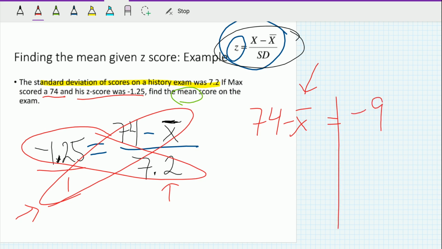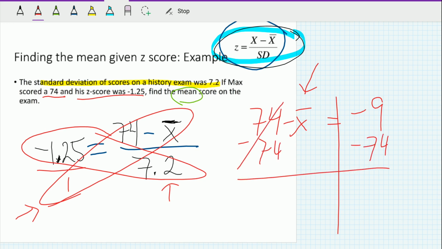After this, it just becomes solving for the variable. If you want to, you can rewrite this equation to make it easier, but be careful: this x is not equal to that x, it's just a variable. That's why I don't like doing it this way. Just keep it as x bar, x, sd or z, whatever the equation tells you. I can solve it by subtracting 74 on both sides. Then I get negative x bar is equal to negative 83.